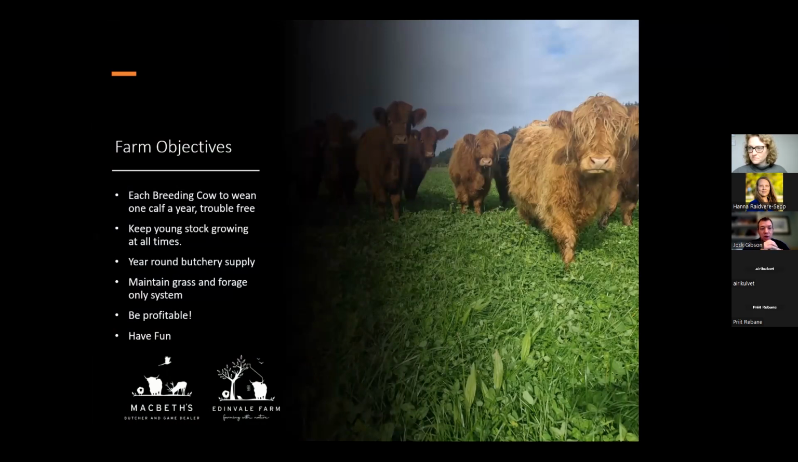Okay, we have 5 main farm objectives. Each cow is to wean 1 calf per year, trouble-free. We need to keep our young stock growing at all times. That's really important from our point of view, from an eating quality point of view. We're providing year-round butchery, and we need to maintain our grass and forage system. But most importantly, we need to be profitable and we need to have fun doing it.